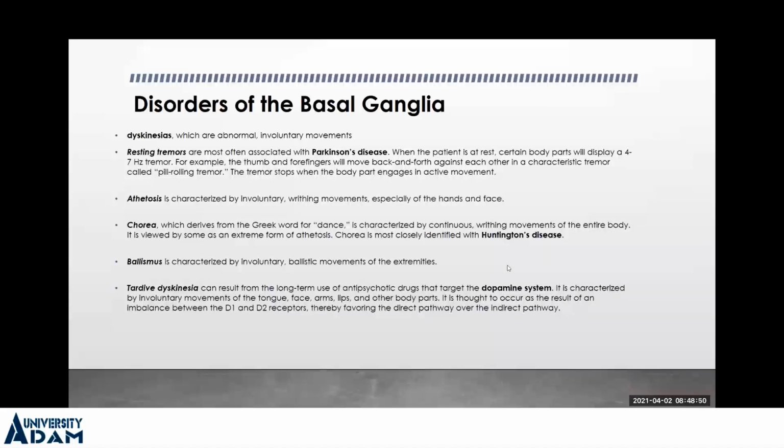Tardive dyskinesia can result from the long-term use of antipsychotic drugs that target the dopamine system. It is characterized by involuntary movements of the tongue, face, arms, lips, and other body parts. It is thought to occur as a result of an imbalance between the D1 and D2 receptors, thereby favoring the direct pathway over the indirect pathway.